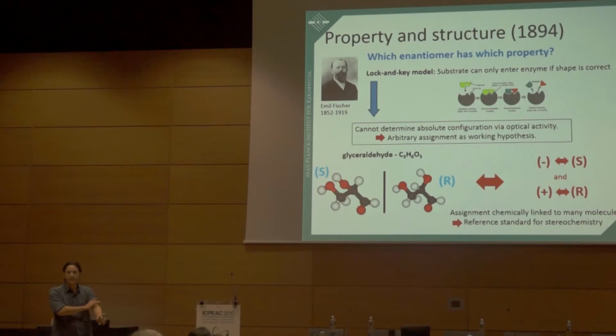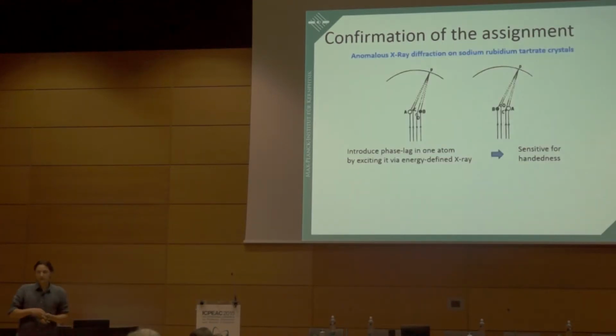This assignment has then been chemically linked to many other molecules and is, up to today, still the reference standard for stereochemistry. It took somehow 50 years until this assignment was actually confirmed via anomalous X-ray diffraction on the sodium rubidium tartrate crystal. This technique is sensitive to the handedness of a chiral molecule, since a phase lag is introduced in one atom by exciting it via energy-defined X-rays.